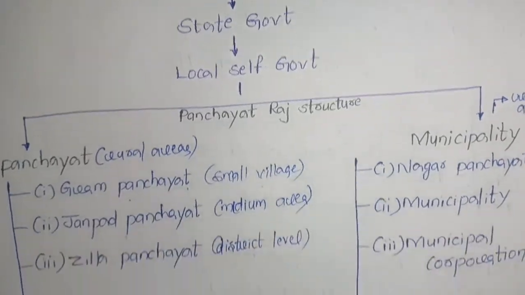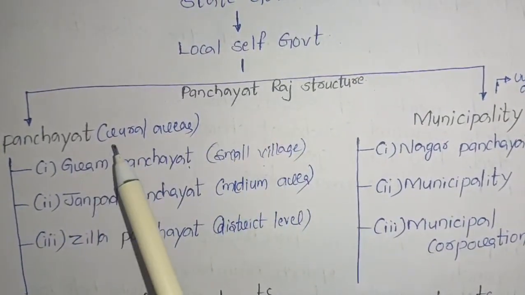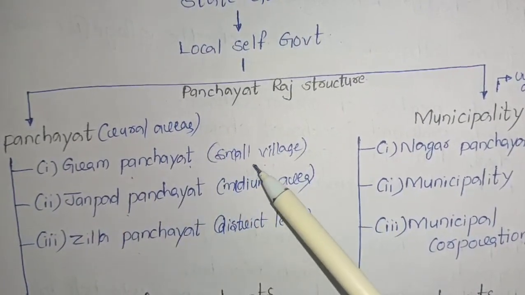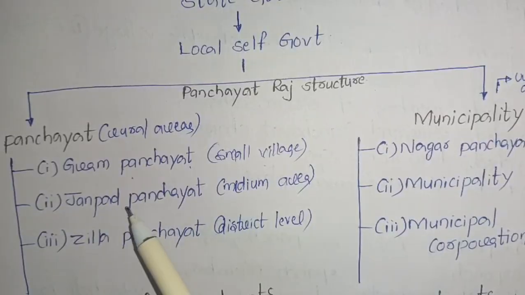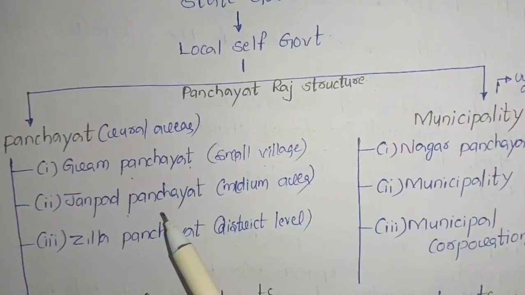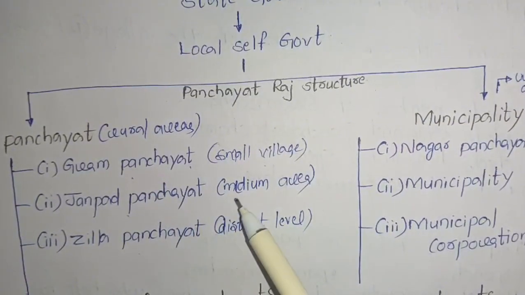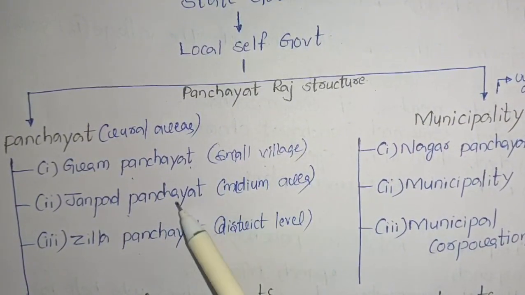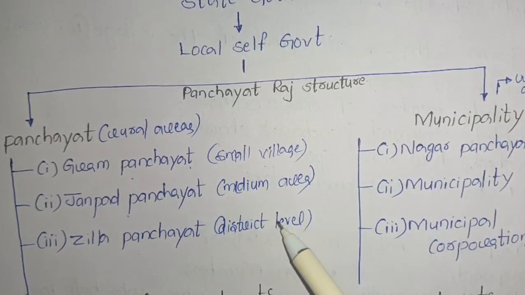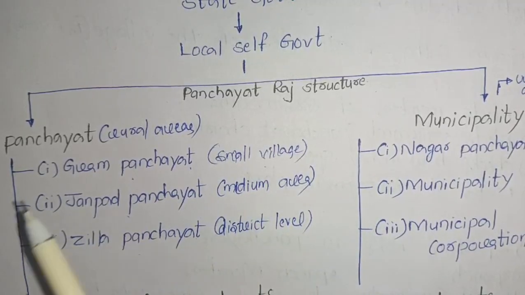Panchayat Raj is divided into three categories. One is Gram Panchayat, which is a small village. Next is Janpad Panchayat, also called Mandal Panchayat or Block Panchayat, which covers a medium area. The next one is Zilla Parishad or Zilla Panchayat, which is the district level. I hope you understood. These are the categories of panchayats.